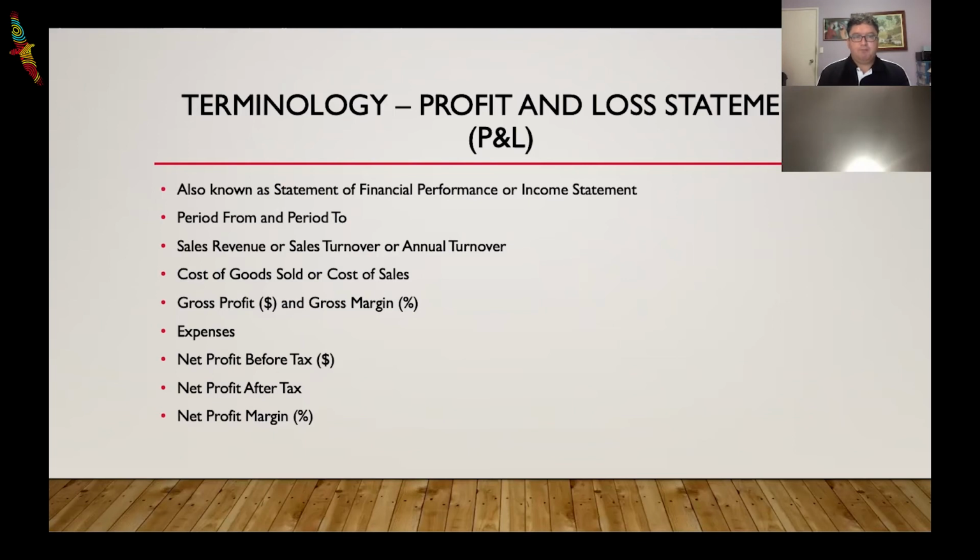Next is the net profit margin. This is a percentage. We looked at the net profit before tax as a dollar figure. Now we're looking at the net profit margin as a percentage figure. So it's the net profit, typically before tax, as a percentage of sales revenue.